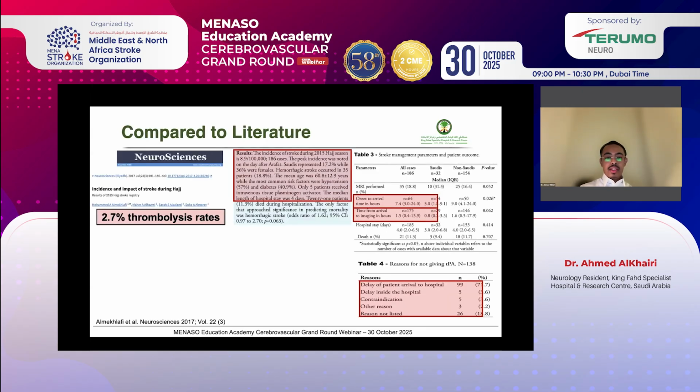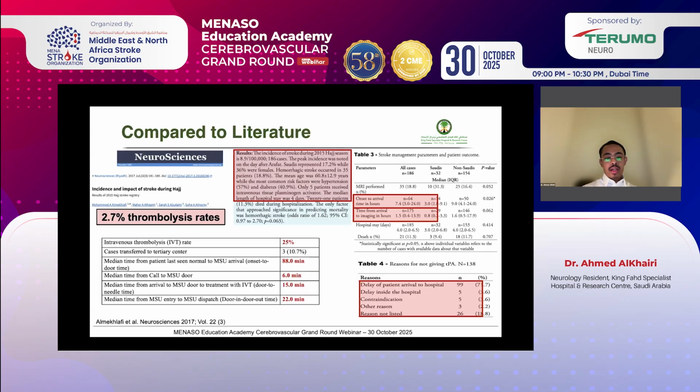So to compare this to previous literature, when we go one step back to Dr. Muhammad al-Mughlafi's studies done in 2015, the onset to arrival time was around 7.4 hours, and time from arrival to imaging was 1.5 hours. When we look at our own data, the thrombolysis rate increased from 2.7 to 25%, with 10% of cases transferred to a tertiary hospital, and onset to door time was only 88 minutes compared to 7.4 hours in previous literature.